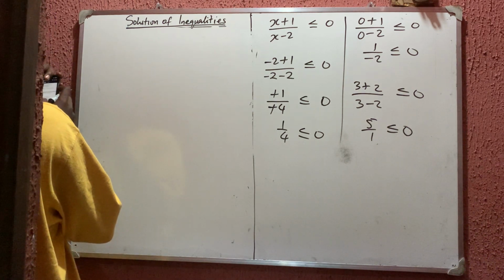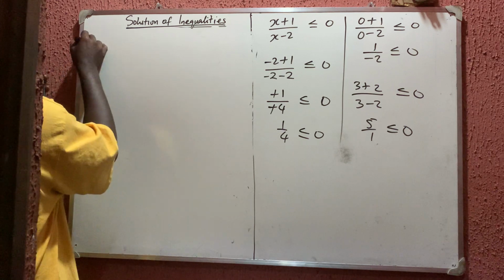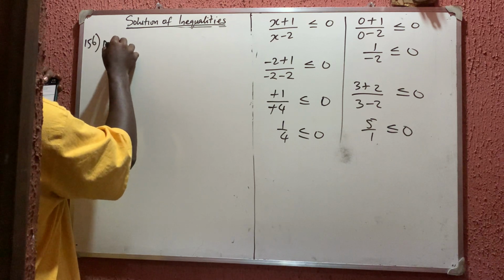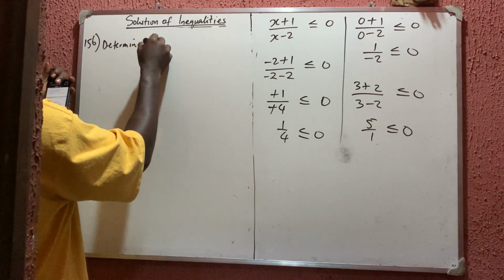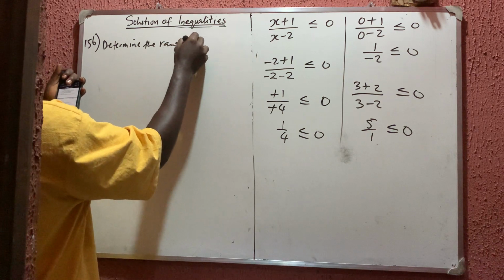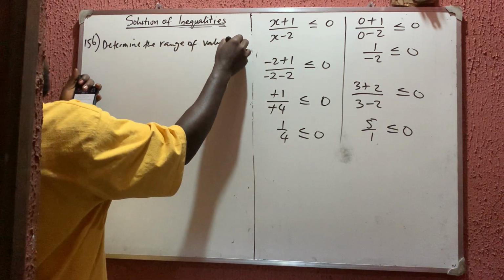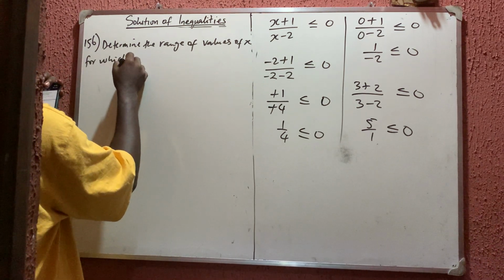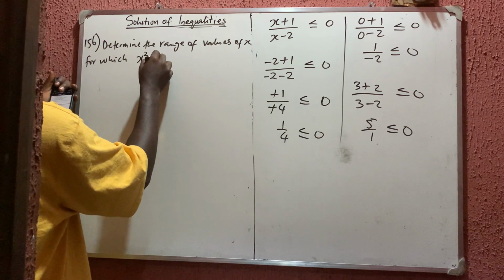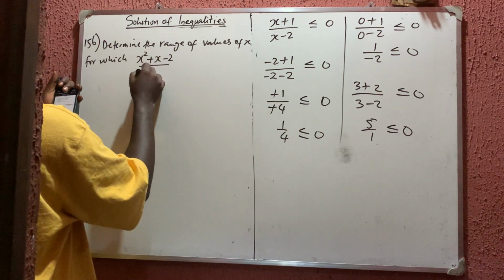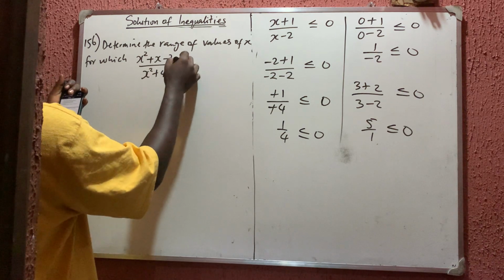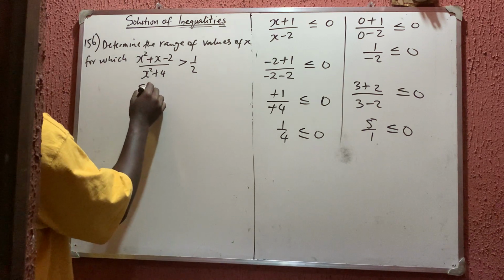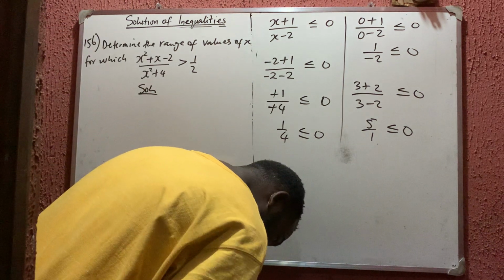So the next question is question number 156. 156 said that we should determine the range of values of x for which (x squared + x - 2) all over (x squared + 4) is greater than 1 over 2. All right. Now solution. Just greater than, right? No equal to.